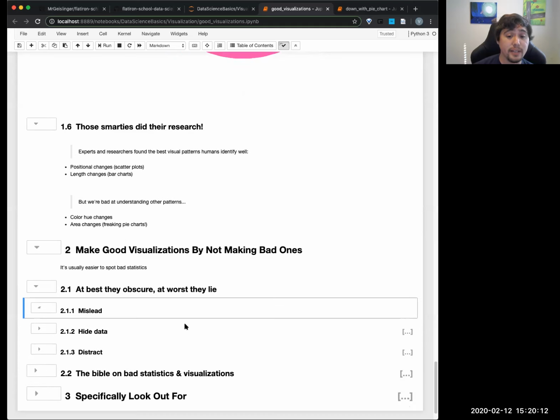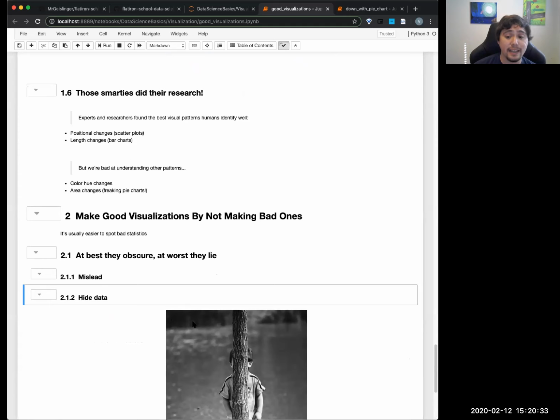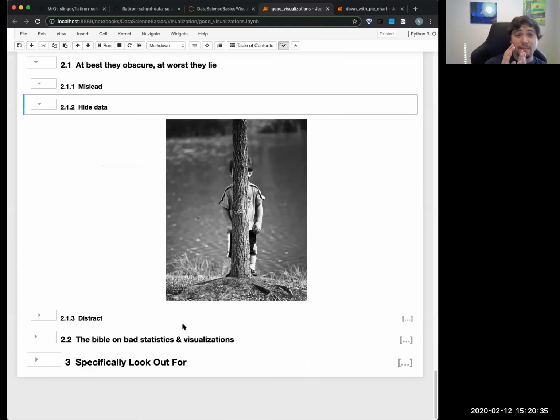When something is trying to mislead you, like a visualization, hopefully you will never do this as a data scientist, but there are definitely people who purposely make visualizations that make people misinterpret on purpose. The other thing they can do is hide data. You can hide information behind other stuff by bringing people's attention towards something else or making it seem like less of a big deal. We'll see an example of that.